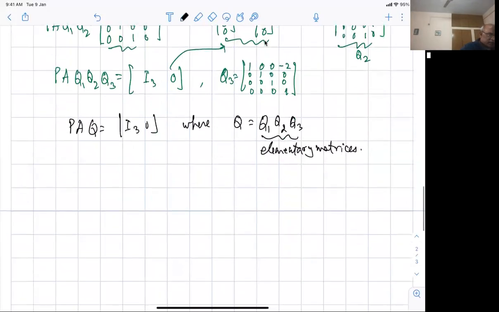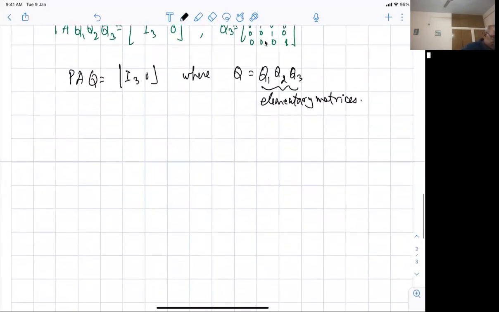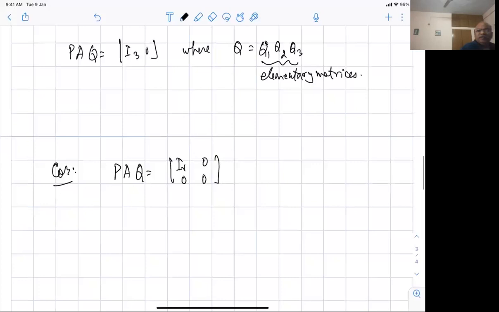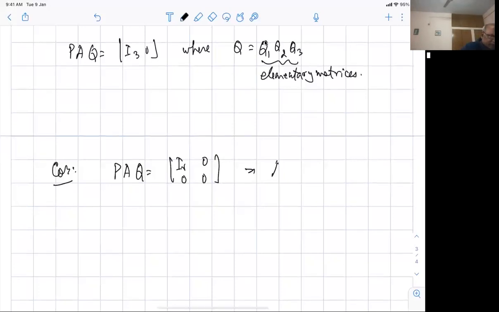Fine. As an implication of this, as a corollary or whatever you want to say, let's look at this. So I'm writing PAQ as I_R, 0, 0, 0. Fine. From here, I want you to see that this implies that A is equal to P inverse times I_R, 0, 0, 0 times Q inverse. Fine. I can just do this. This is important.